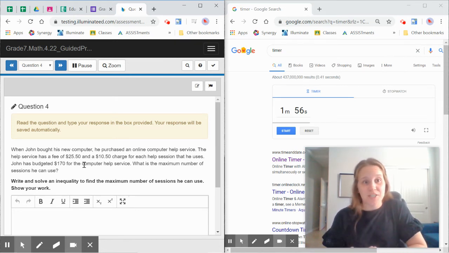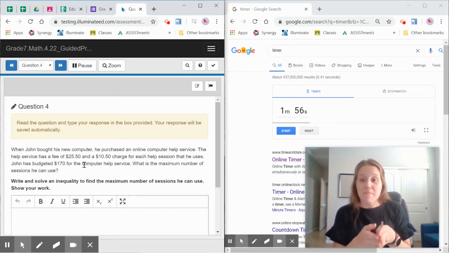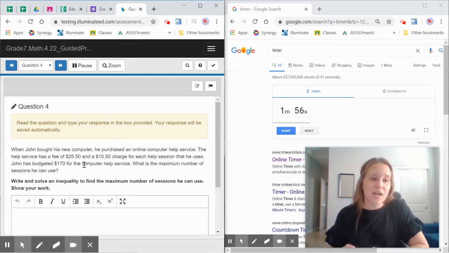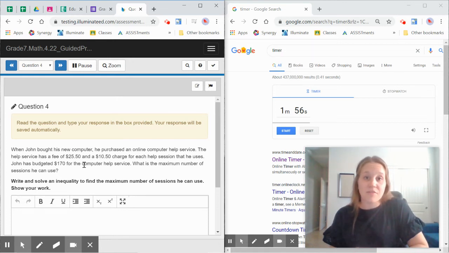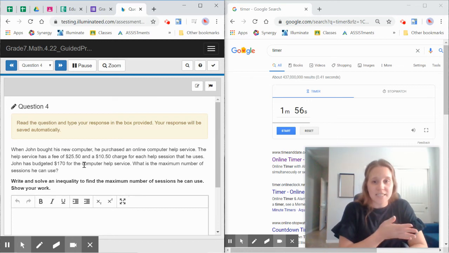No, that's not how a budget works. A budget means a maximum amount. Could John spend less than $170 on the computer help service? For example, could he spend $150? Yeah, that would be okay. He can save some money there in his budget and put it somewhere else, right? So it's okay to spend $170 or less than that.